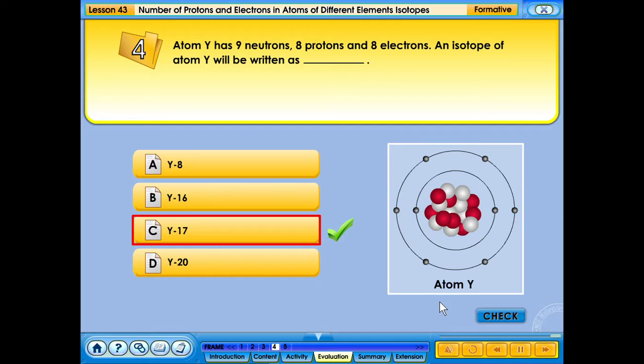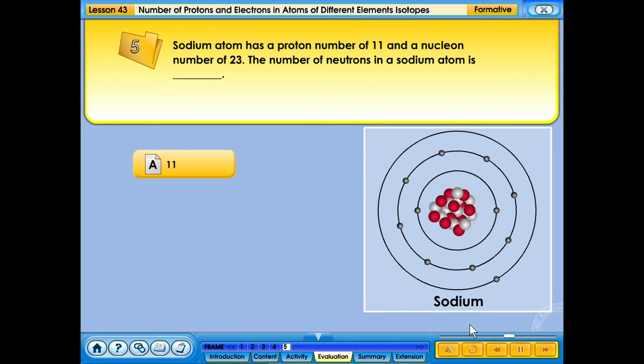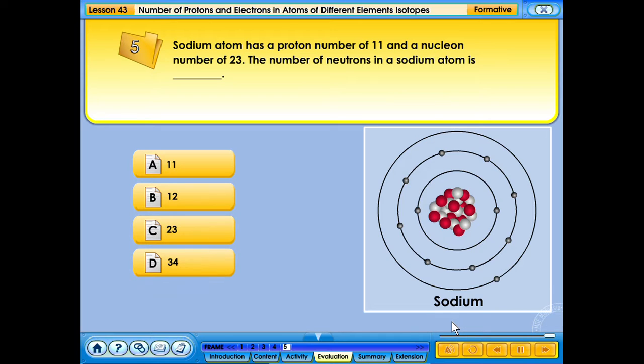Your answer is correct. A sodium atom has a proton number of 11 and a nucleon number of 23. The number of neutrons in a sodium atom is A, 11; B, 12; C, 23; D, 34. Your answer is correct.